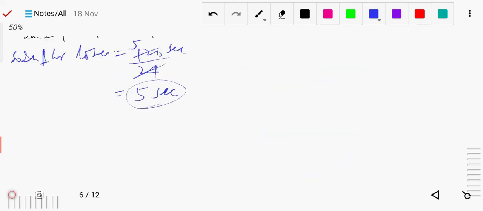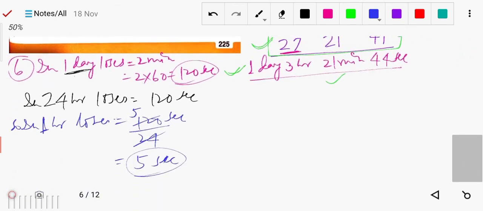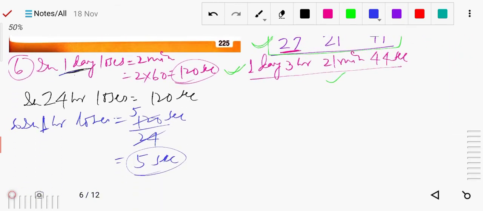Okay, you just see it. In 1 hour how much is lost? So in one day it loses 120 seconds. 2 minutes equals 2 into 60, 120 seconds. So in one day, 24 hours. So in 24 hours it loses 120 seconds. So in 1 hour it will divide by 24, so it is 5 seconds only. Okay, so you just go through this exercise and solve exercise 14D.